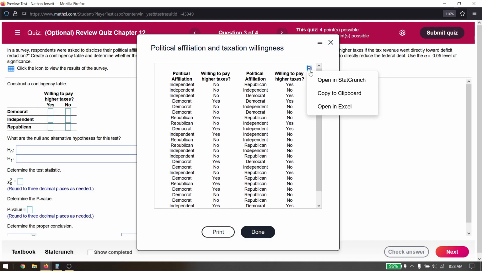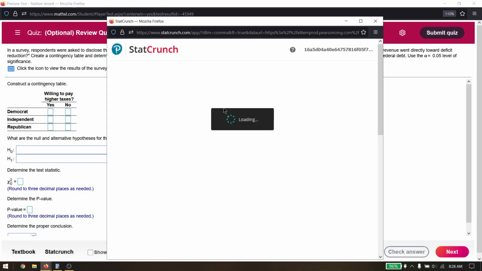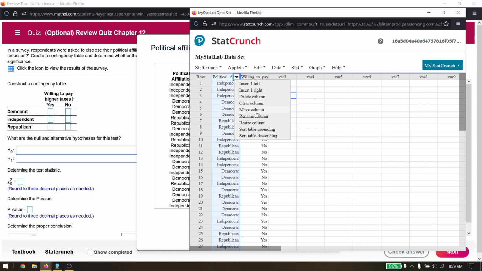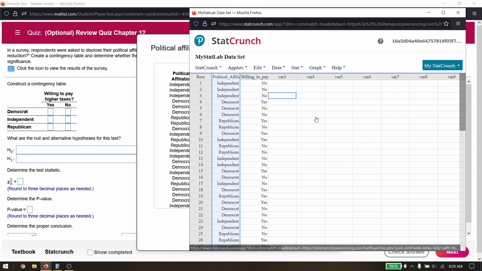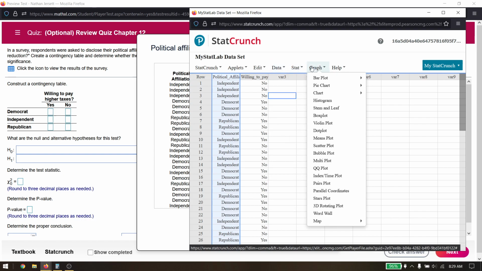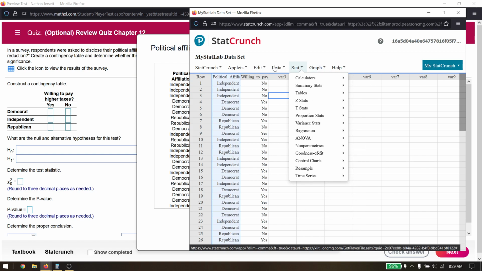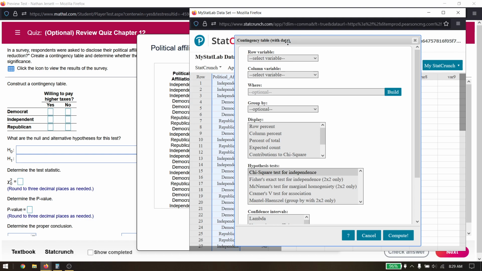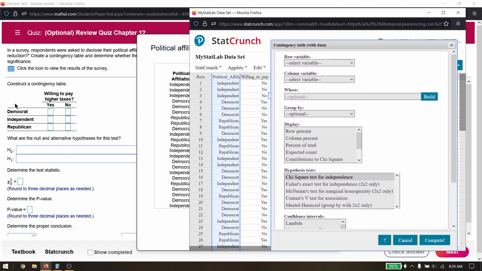Now, what you can do is take this, put it in StatCrunch, and what we're going to do is, I believe we can create a contingency table with the data. So as you can see here, the row variables are Democrat, Independent, and Republican. So that's going to be political affiliation as the row variables. The column variables are, of course, yes or no. So yes or no, willing to pay taxes.